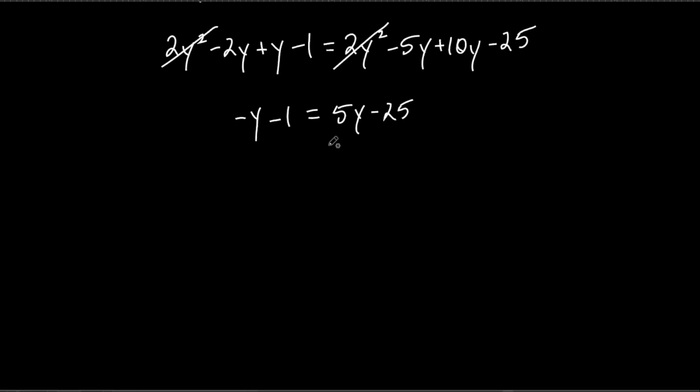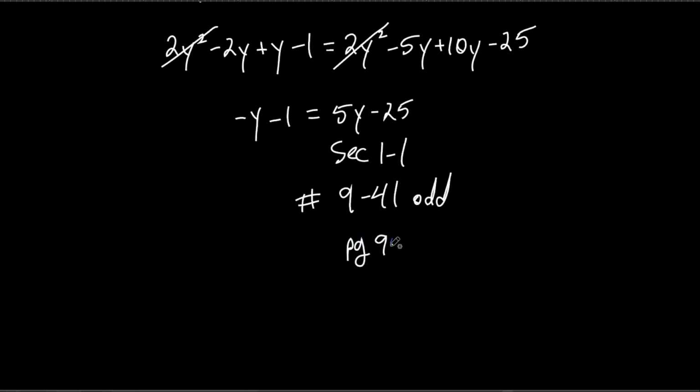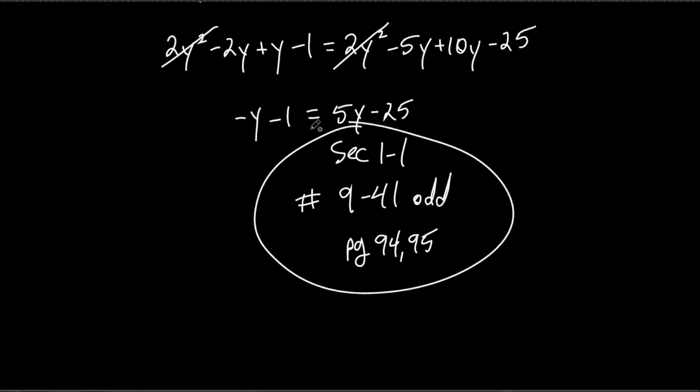Now it's basically like what we did before. I gave you a lesson plan thing on Monday, but here it is. You're doing 9 to 41 odd. Seems like a lot, but a lot of these are fairly simple. It's section 1-1, 9 to 41 odd, pages 94 and 95. All right? That's due tomorrow.